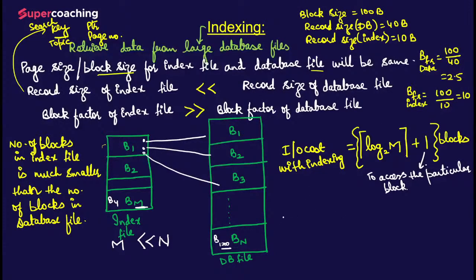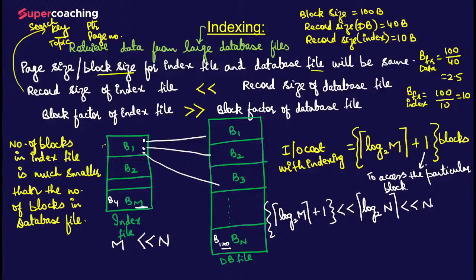And if we compare this cost, log base 2 m plus 1, this is much smaller than log base 2 n, because n is representing the number of blocks in the database file, and obviously this is smaller than n. Make sense? Why did this come? Because m is very small as compared to n.